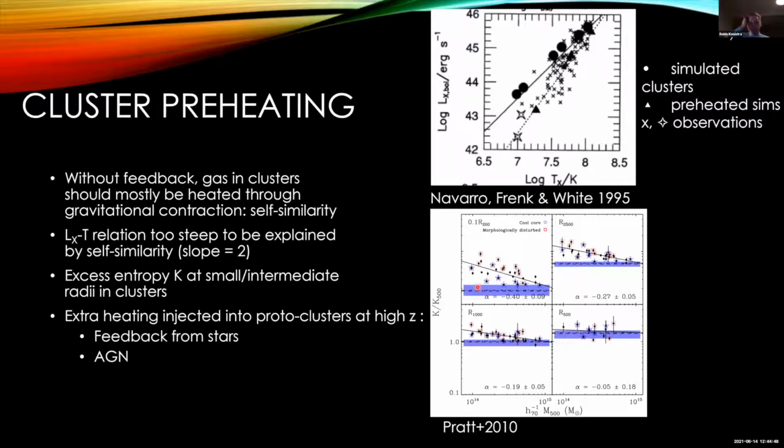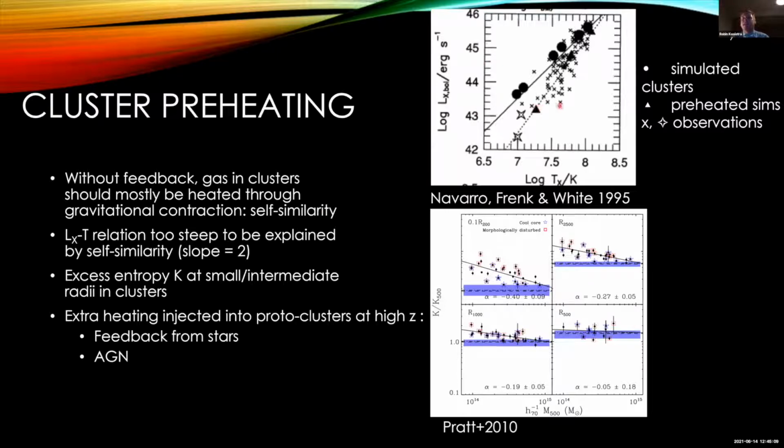That brings me to the cluster preheating part of the talk. Cluster preheating, for those of you who are not familiar, is something that was introduced already back in the 90s. It's based on observations of low redshift clusters of the X-ray temperature versus the X-ray luminosity.